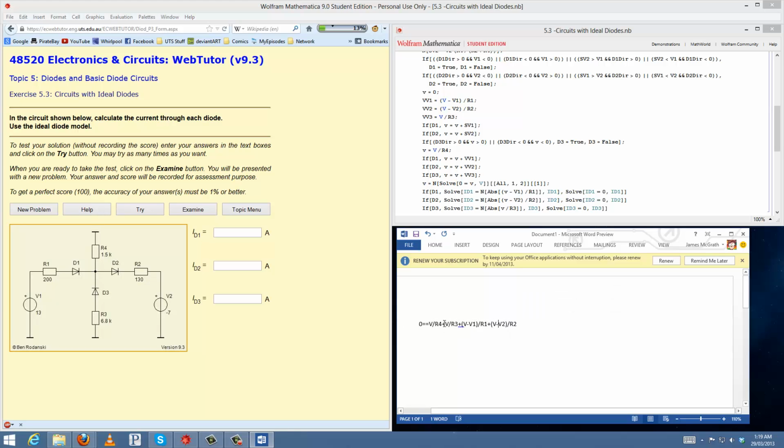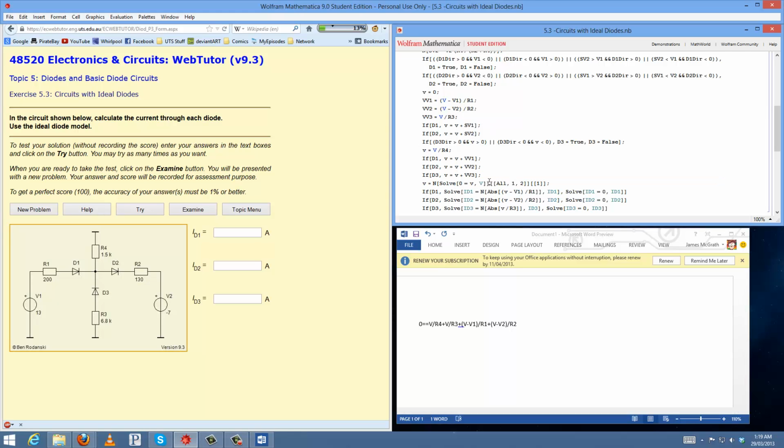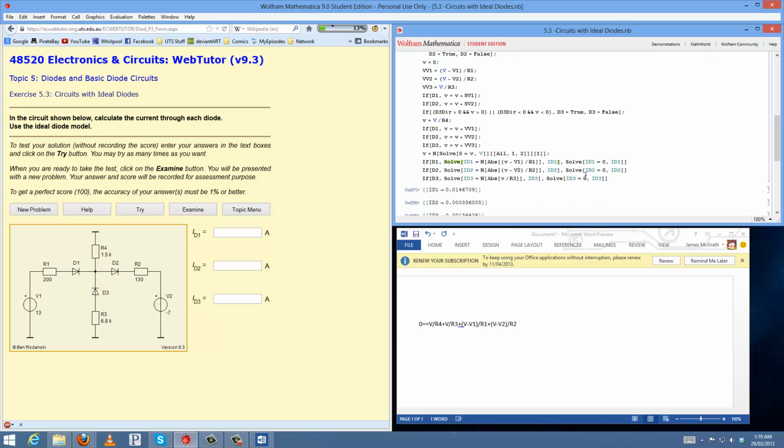You solve for V, which is annoying, but it's a lot easier in Mathematica, obviously, because it just does it for you. You solve for V, and then you use that V to plug in and find your actual currents. Sounds a little bit counterintuitive, but it does work.